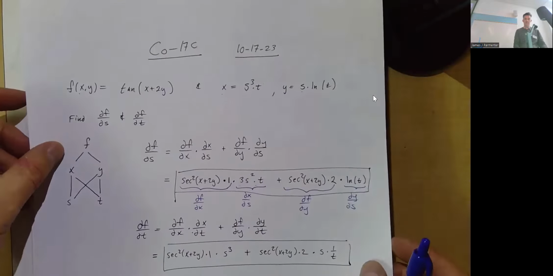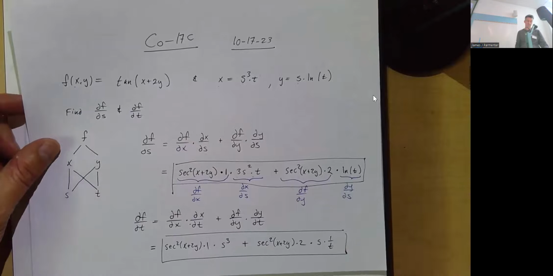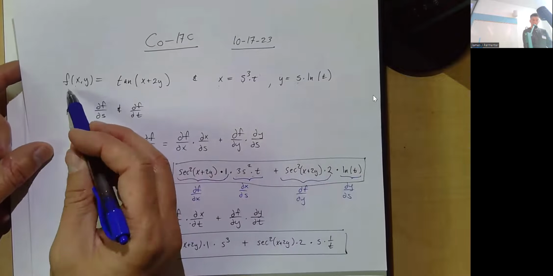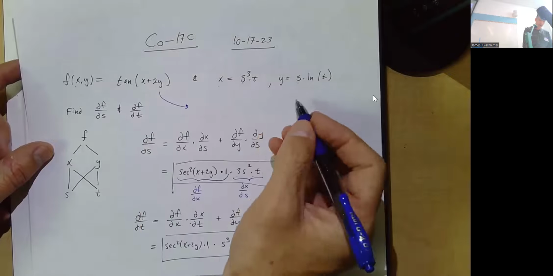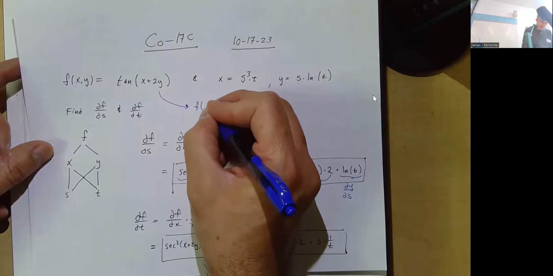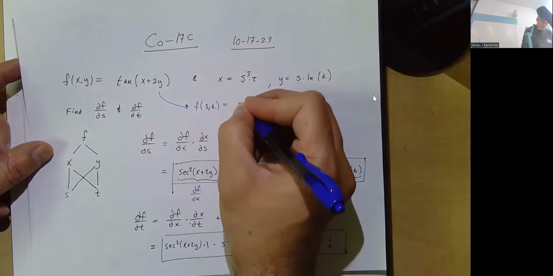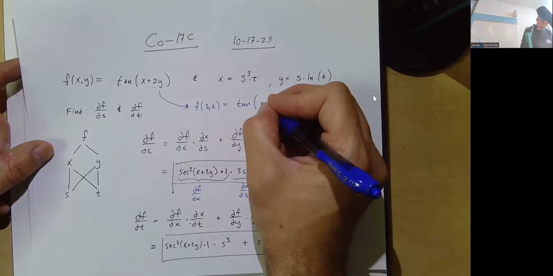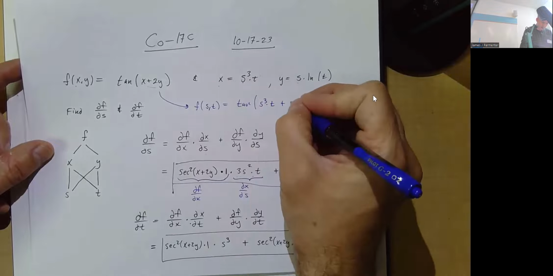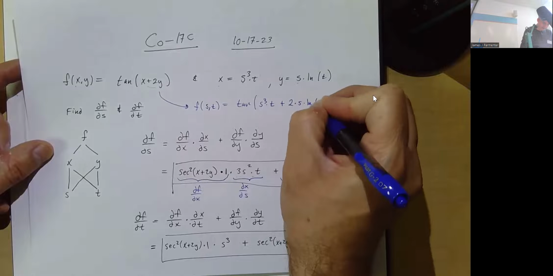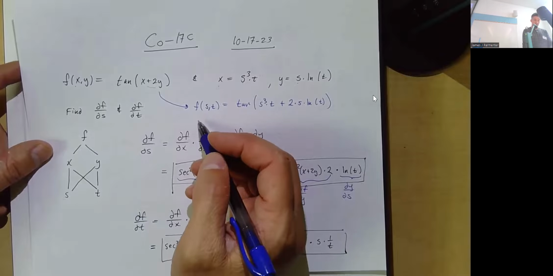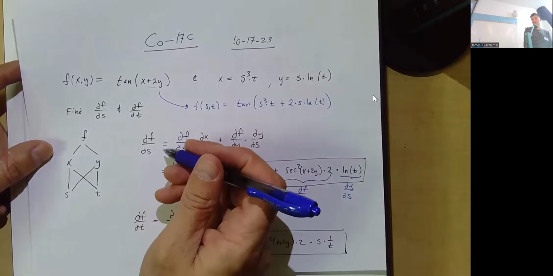From back here. Yeah, del x, del d, and I thought it should be df. So no, and the reason it's not df ds is because if at the base level I actually rewrote this, putting in what x and y were, I'd have that f of s and t is tangent of x, which is equal to s cubed times t, plus 2y, which is equal to 2 times s times natural log of t. And so we see that f is a function of more than one variable at the base level. That's why I'm writing del f del s, because it's a partial derivative.